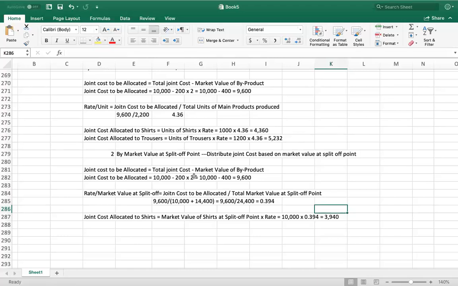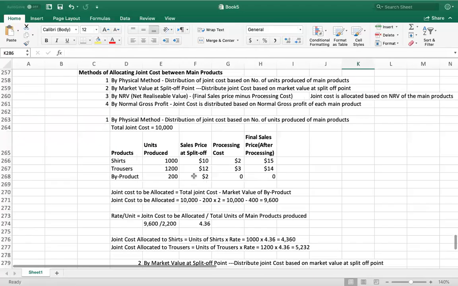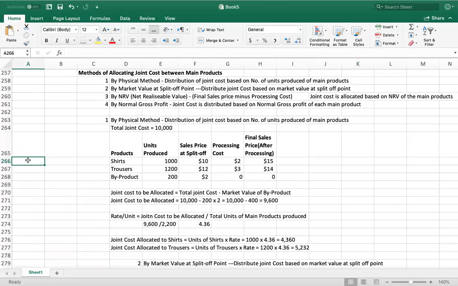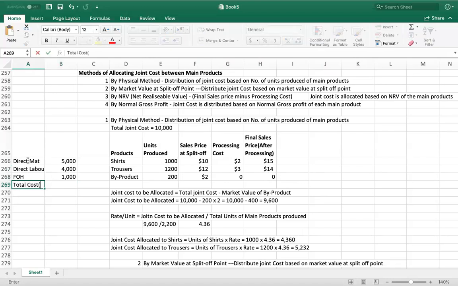How do you calculate total joint cost? Yes, this is a good question. Total joint cost. For example, we are making shirts and trousers. For this, we will have some direct material, for example 5,000, direct labor, let's suppose 4,000, and factory overheads, total 1,000. So how much is the total cost? This total cost is known as joint cost.